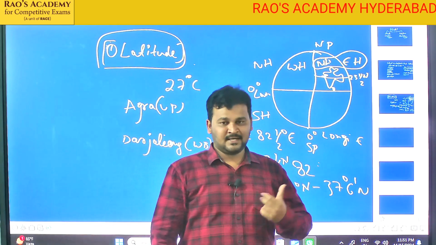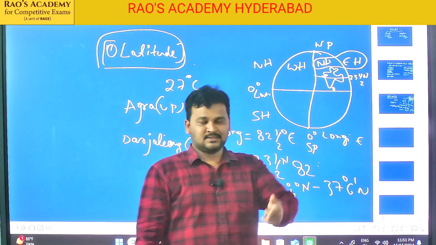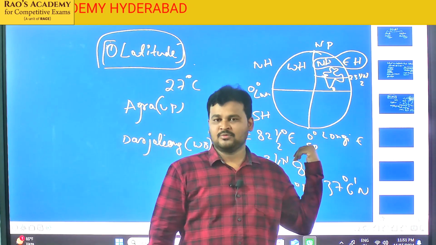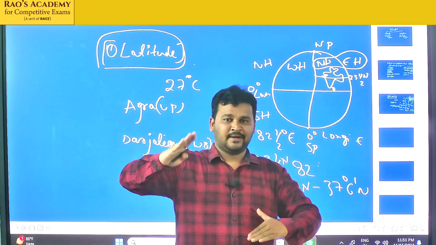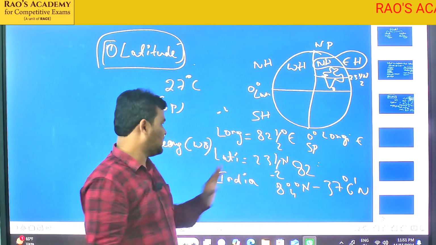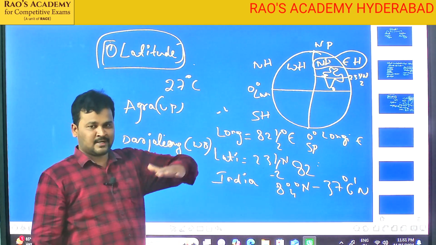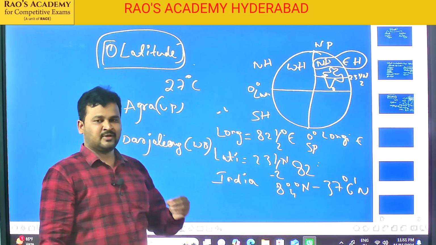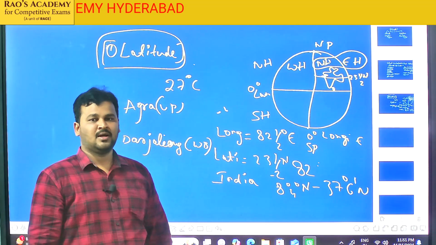Here, the reason is that Darjeeling is a hilly station, whereas Agra is near sea level. So keep in mind that whenever there is an increase of altitude, temperature gradually decreases. The same phenomena happened here. Darjeeling is located at a high altitude when compared with Agra. So that's why the temperature variations are different.